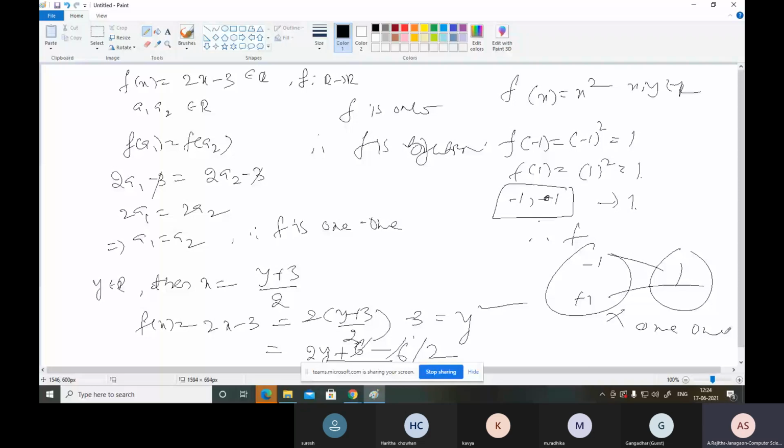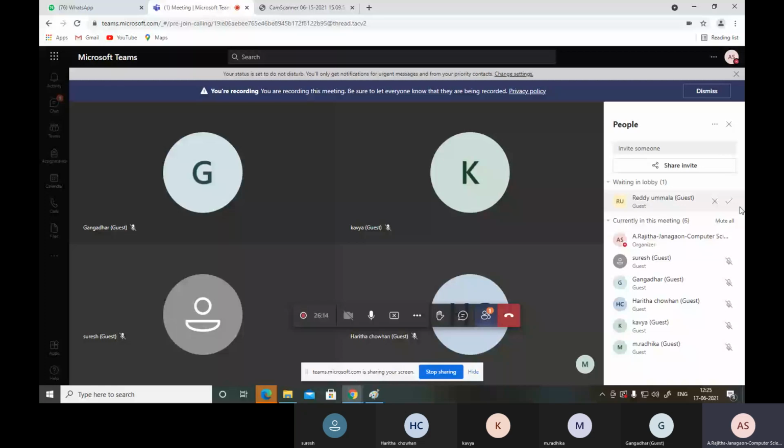And one more thing, minus 1 has no pre-image because this is x square. Suppose you take minus 1, there is no pre-image. That's why it is not onto. Therefore, this is not a bijection. Okay. So in this way, you can find out whether the given function is a bijection or not.